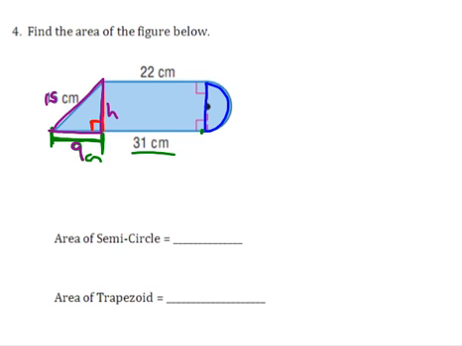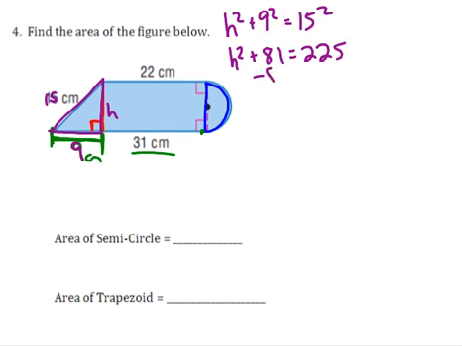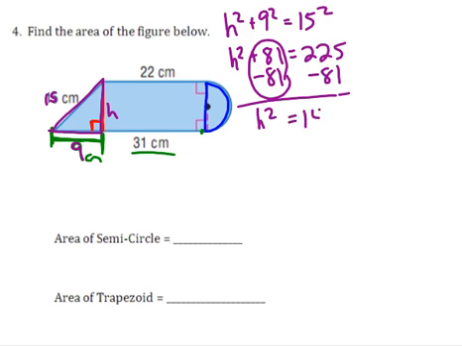So, favorite thing in the world, Pythagorean theorem. So we'll have 8 squared plus 9 squared equals 15 squared. 8 squared plus 81 equals 225. Subtract 81, equals 144. You square root. H is going to equal 12.